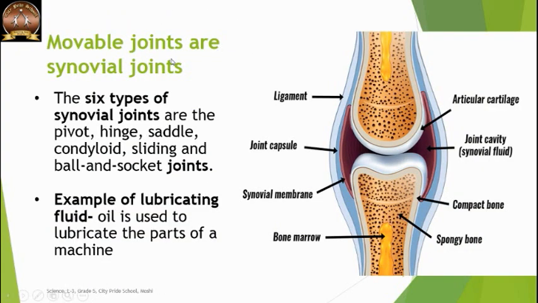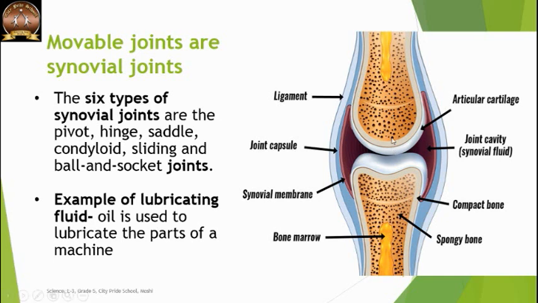Movable joints are called synovial joints. There are 6 types of synovial joints, which we just saw. A joint is a place where one bone meets another. At movable joints, the bones continuously rub against each other. This can cause great wear and tear with time.